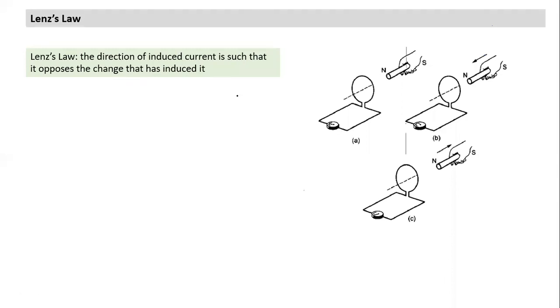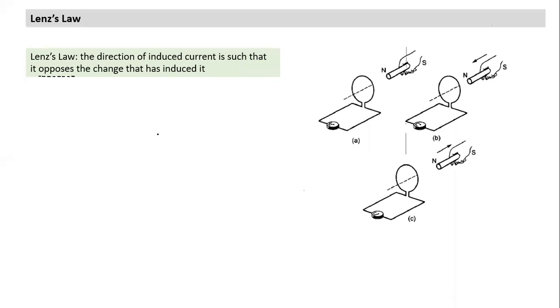There's an induced current in the loop. The direction of induced current is such that it opposes the change that has induced it. So what is the key word here? It opposes. So that's why there is a negative sign. If EMF is produced because of change in magnetic flux, it will oppose it. So the negative sign is only to indicate that the effect is opposite.